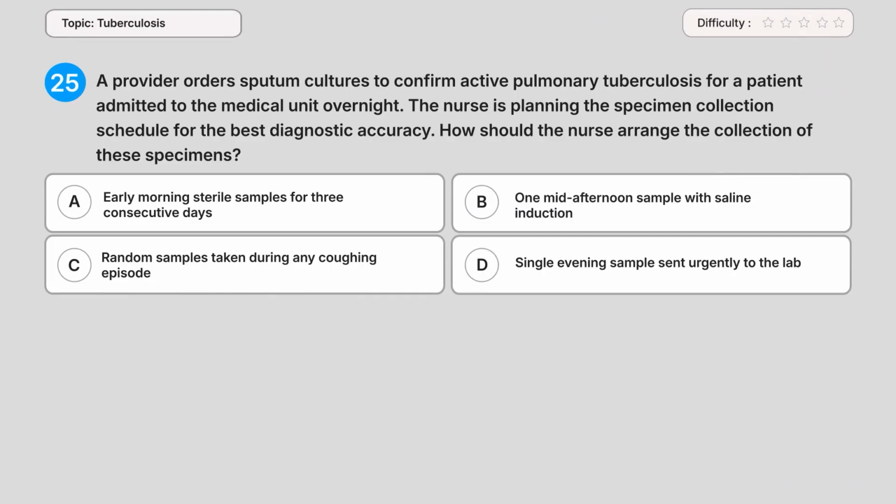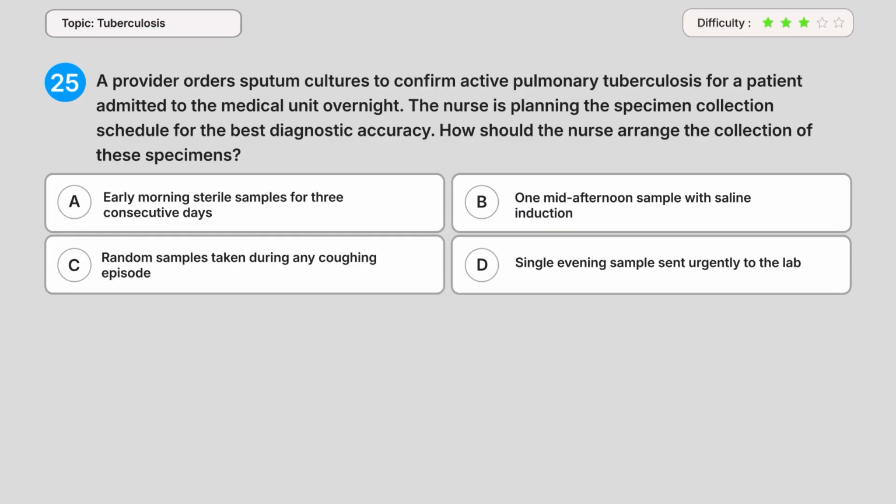Question 25. A provider orders sputum cultures to confirm active pulmonary tuberculosis for a patient admitted to the medical unit overnight. The nurse is planning the specimen collection schedule for the best diagnostic accuracy. How should the nurse arrange the collection of these specimens?